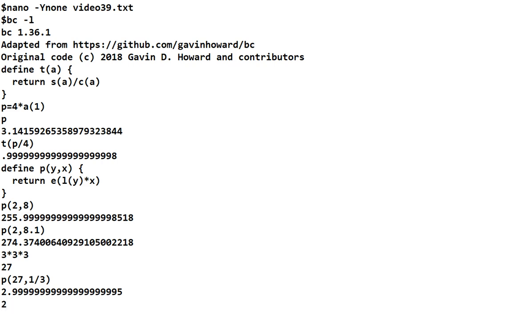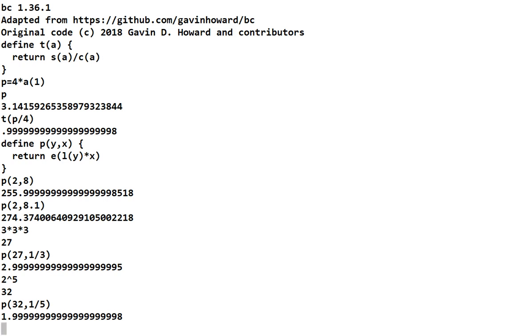So if we said 2 to the 5, that's 32. So if we take the 5th root, we should get a number very close to 2. And we do. 1.9999. So the tool works. It uses decimal math. There's only the annoying problem that it doesn't do the rounding for you. You have to do the rounding yourself. That's life. Sometimes you have to do your own work.